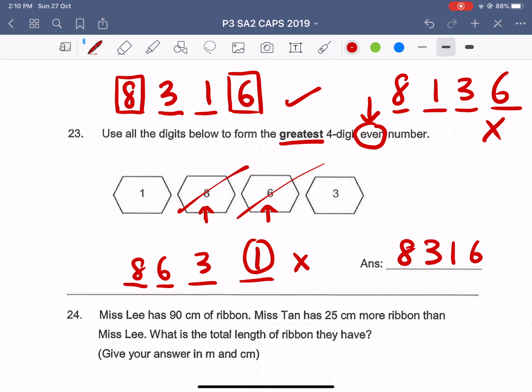So I see many of you did this guess and check, which is very good. You list out all the possible answers and you tell yourself which one is not correct.